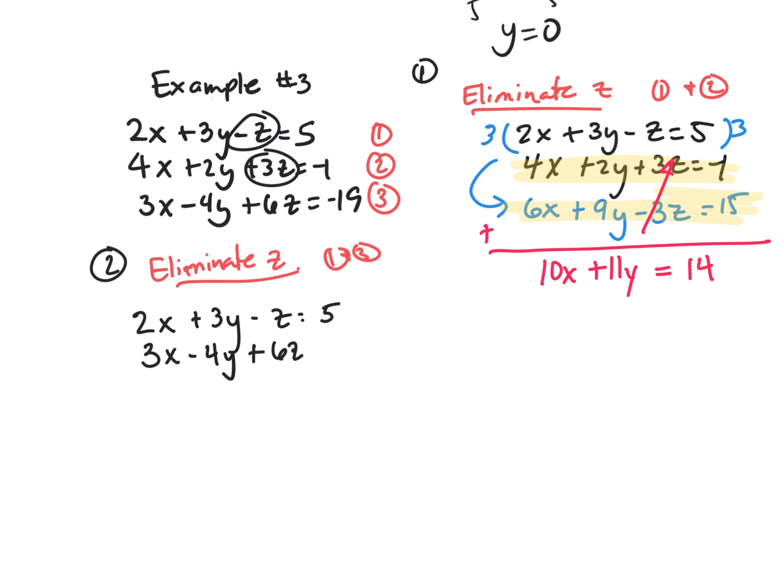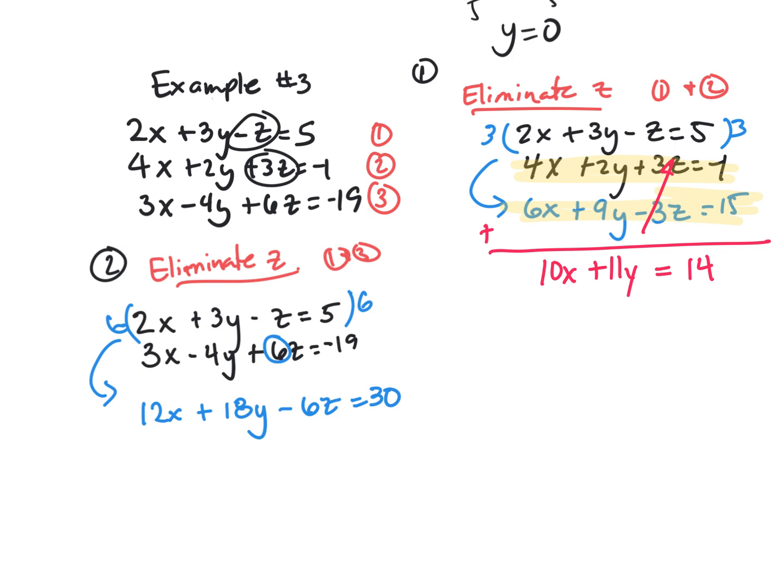Okay, now I want to eliminate the z's, so I have to multiply this top equation by a 6, because I want it to be the opposite of a positive 6. So I'm going to write this here. So 12x plus 18y minus 6z equals 30.